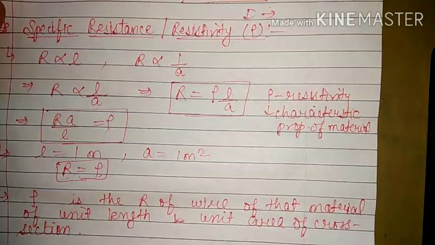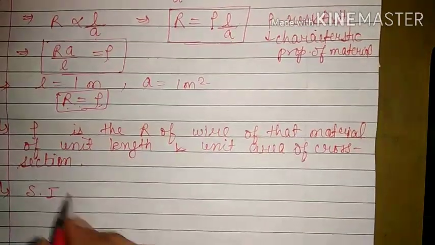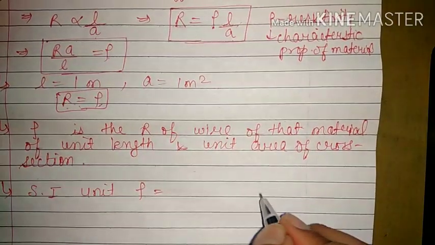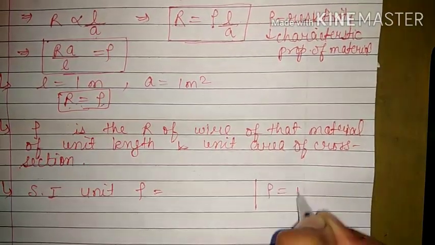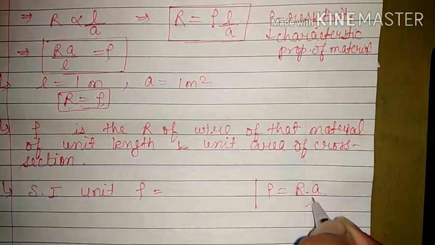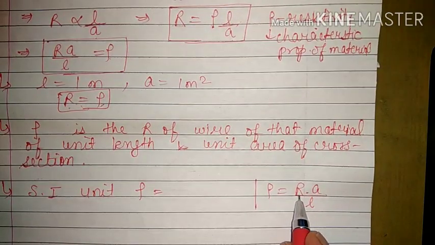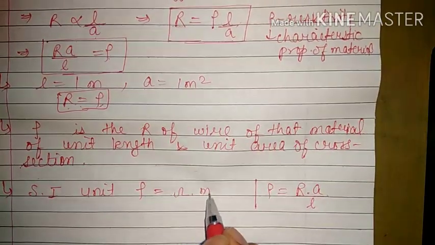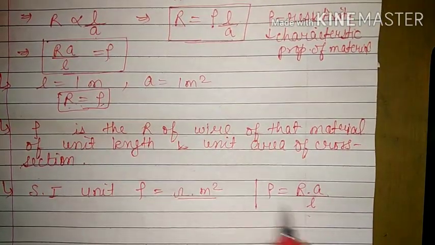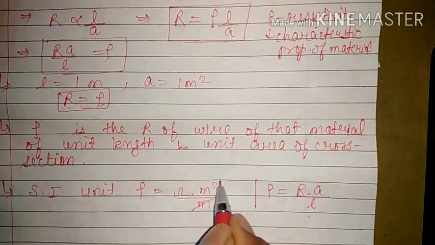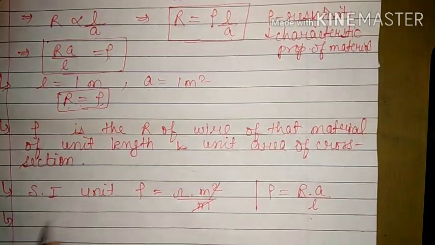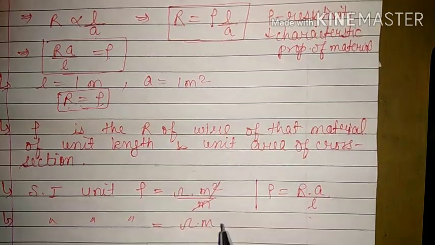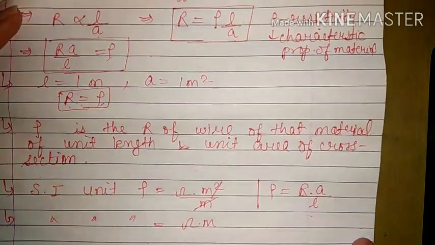Now if we talk about the SI unit of resistivity, from the formula we have calculated that rho is equal to RA upon L. So what is the unit of resistance? It is ohm. For area, the unit is meter square, and for length, the unit is meter. So one meter will cancel out, and hence the SI unit of resistivity will be ohm meter. Ohm into meter.